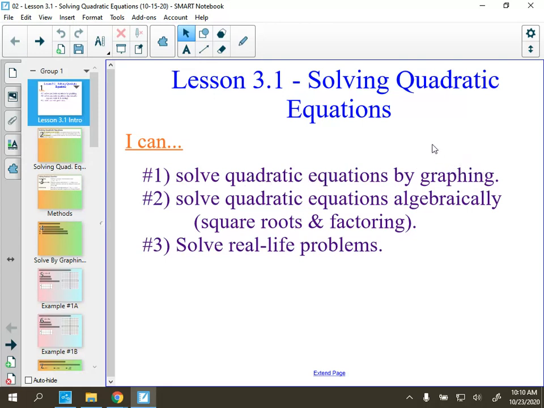We've done solve quadratic inequalities by graphing. We're going to solve quadratic equations by graphing. So we're still building on and using some of those skills from chapter 2. We'll use square roots, factoring. We'll look at how we can apply these to maybe some physics types of situations. So let's just get into it.